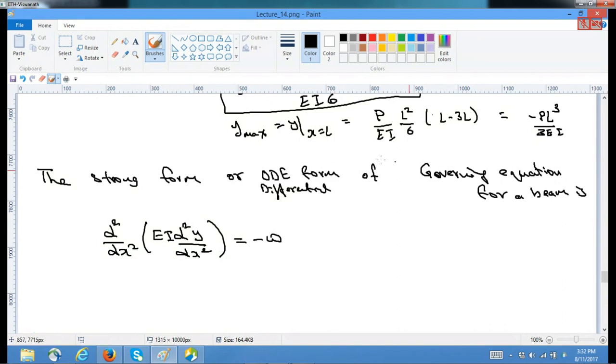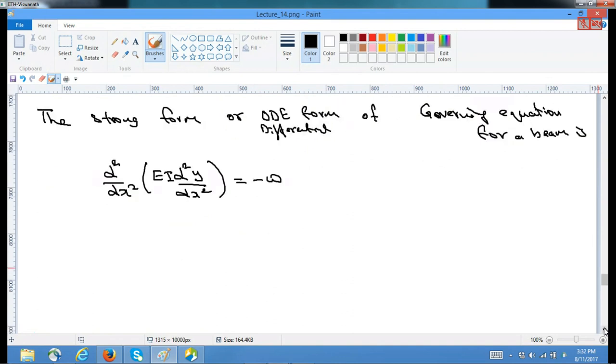Now let's consider y tilde as an approximation for the exact solution. That means it comes with an error, which is the error involved between the approximation and the exact solution. What I do is I take these things and substitute in the above equation.